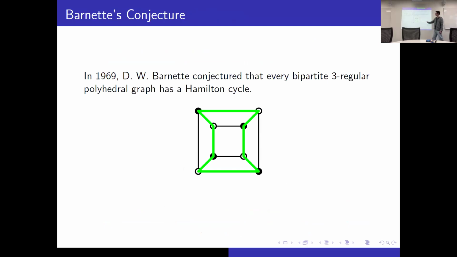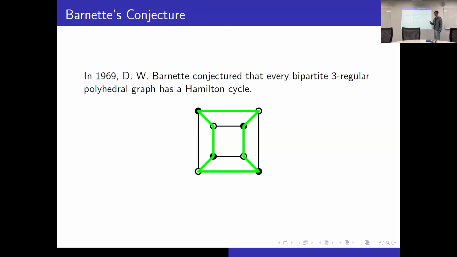Another conjecture. Tait showed that if it is a 3-regular polyhedral graph, some of these graphs have no Hamilton cycle. So in 1969, Barnette conjectured that if we add bipartiteness, then this graph must have a Hamilton cycle.